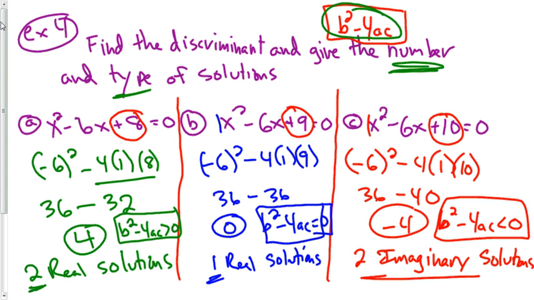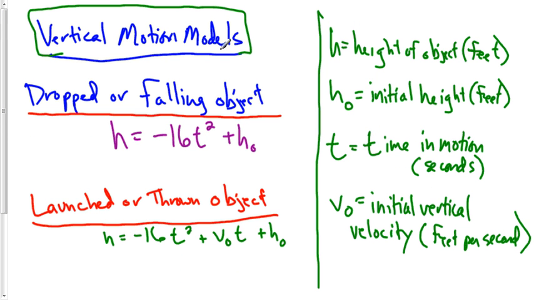Okay, last slide. This just introduces some of the vertical motion models. And so something is being dropped or falling. And here's what these stand for in the formulas. So if it's just dropping, it's h equals negative 16 t squared plus h naught. That's what that 0 stands for. The original h is the height of the object, again, at any given time. H naught is our initial height. Both of those are in feet. T is the time in motion, and that's in seconds.